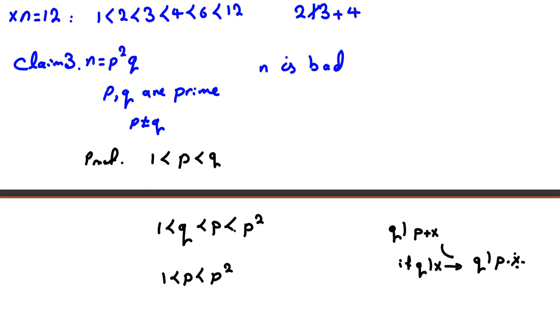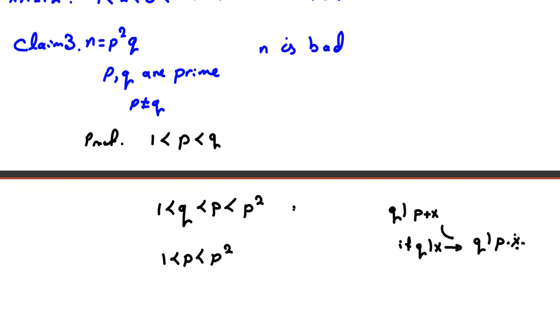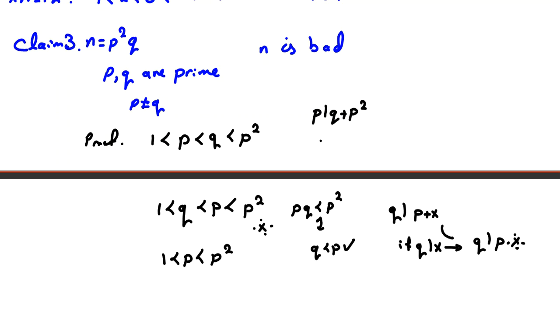But let me tell you something. PQ in this case is smaller than P squared. Why? The reason is, if you divide by P, Q is less than P, and it's correct. So the next one is not P squared, it should be PQ. So contradiction here. P is less than Q, because P is smaller, P squared is less than PQ. Here, P divides Q plus P squared, P divides P squared. So if you subtract, P divides Q. And again, that's a contradiction.